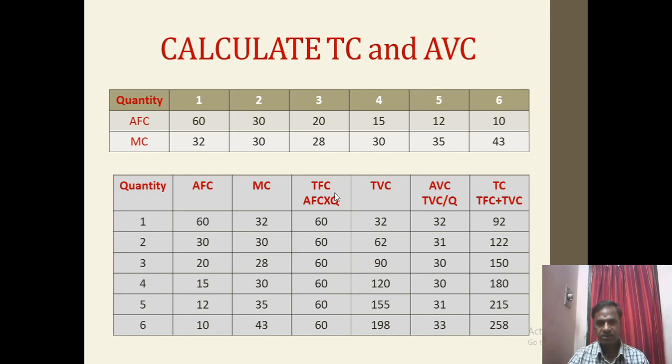Then TC is, if we add TFC and TVC, you will get TC. Right? So there is a close relationship between TVC and MC. So that's why you calculate MC from TVC and TVC from MC. That will be the safe mode.